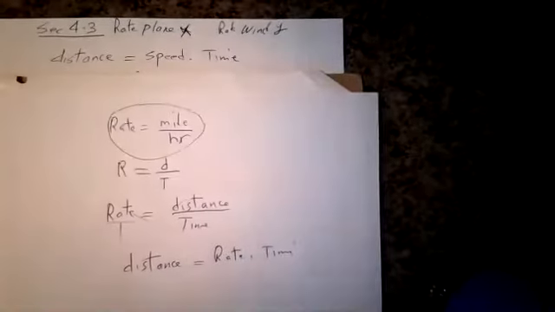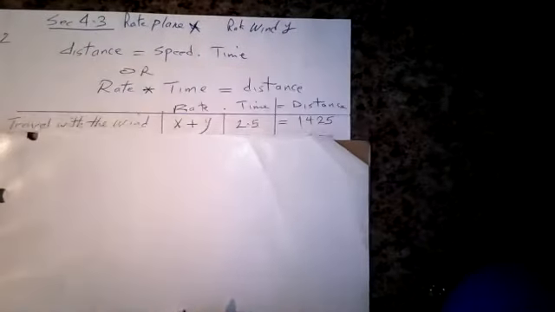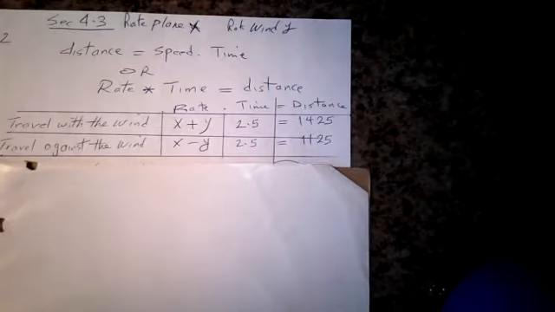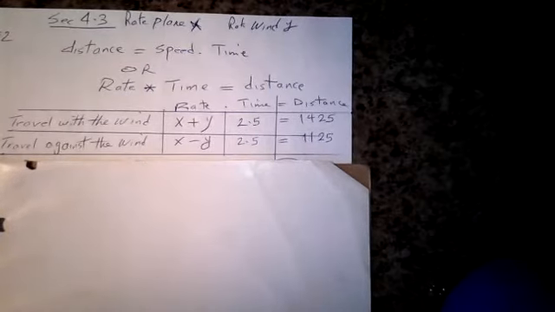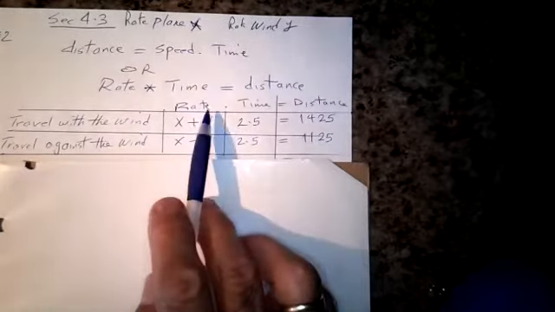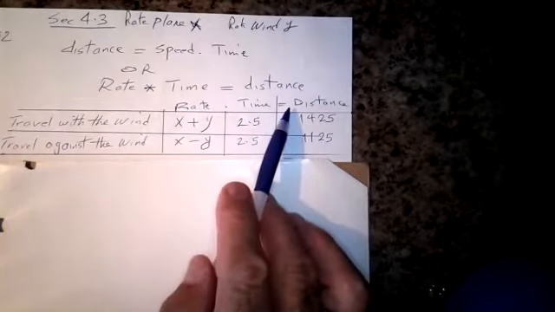So rate is the distance divided by time. Okay, so based on that, we create our table here. Look, rate multiplied by time is the distance, okay?